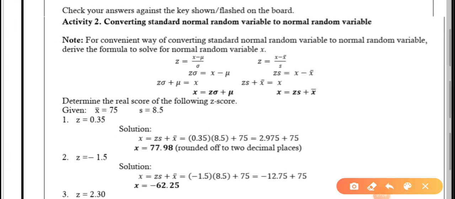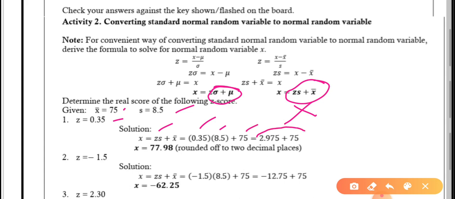Si z-score naman ang given. May x bar tayo, standard deviation. Ang pinag-uusapan natin ay sample. Ang hinahanap natin ay yung pinaka-x nyo. So, ito ang susundin nating formula. So, x is equal to z, s plus x bar. So, paano ginawa? So, yung z is 0.35 multiply by 8.5 plus 75. Kapag ginamitan natin ng calculator, ito ang makukuha natin. Rounded off to 2 decimal places or nearest hundredths. Okay, so 77.98.